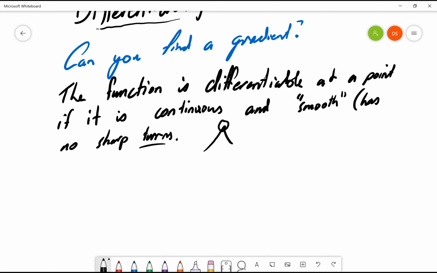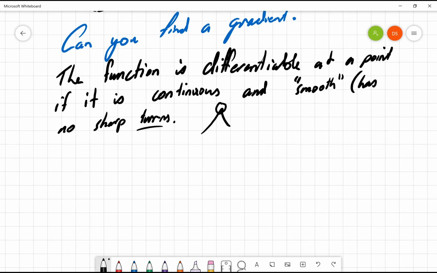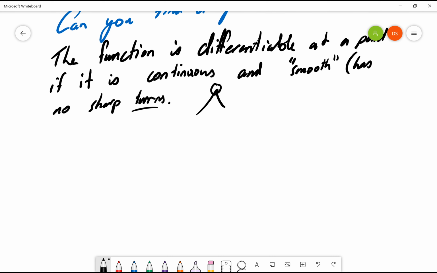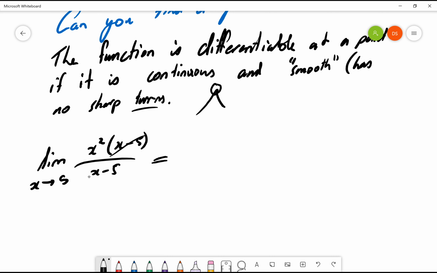Okay, now there's some exercises in your book that you can do. How do you work these out? Well, if you've got questions like this, limit as x tends to 5 of (x squared minus 5x) over (x minus 5). If I plug in 5, I get 0 over 0. But with limit algebra, we're never actually equalling 0, so I can cancel these out.